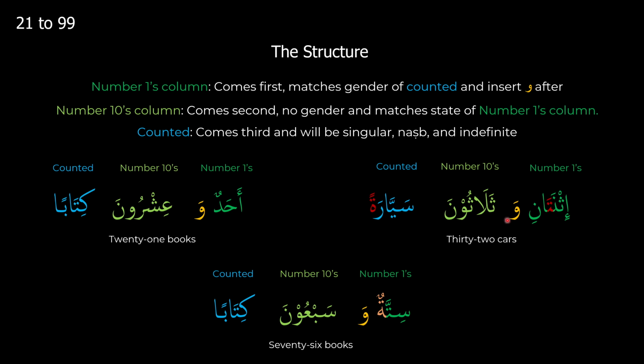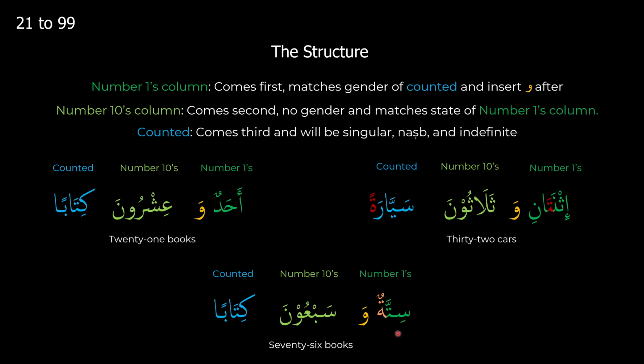Then we have the wow after. And then we have ثلاثون for the number in the tens column for 30. No gender, and it's going to match the state of the number in the ones column, which is rafa. So that's why we have the una ending. And then we have سيارة, which is the counted, and it's going to be singular, nasb, and indefinite.